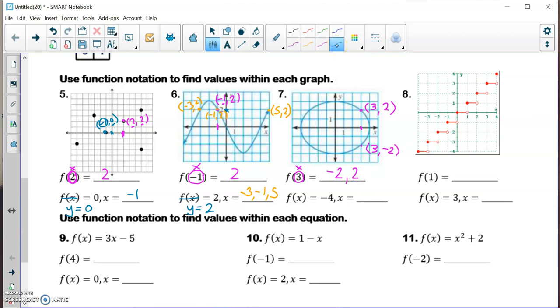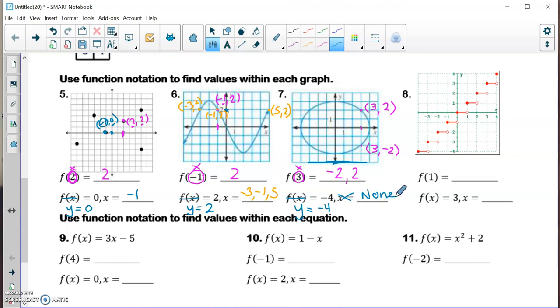Now I want f of x is equal to -4, which is essentially when y is equal to -4. So on my y-axis, -4 is down here, and there's actually no points on my graph that are in line with that y value of -4, so this is actually none.